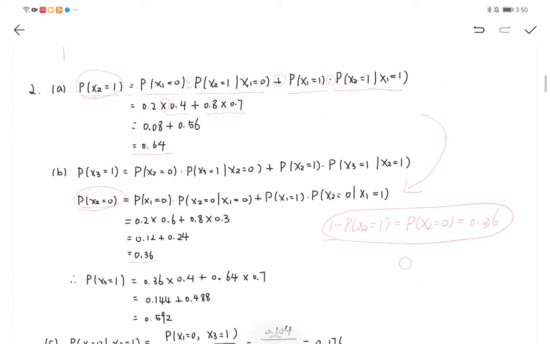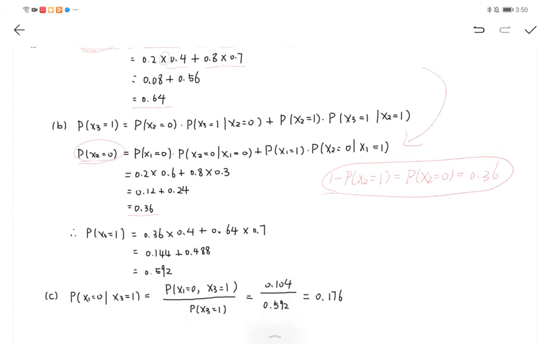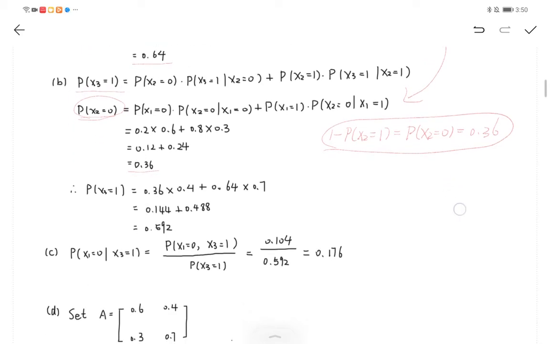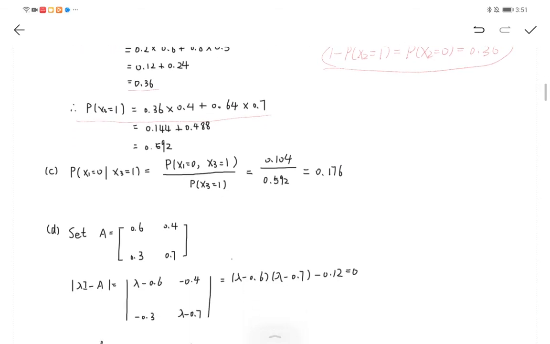So now we have the probability of x2 equals 0 and the probability of x2 equals 1. So we can count the probability of x3 equals 1. And we can get that the probability of x3 equals 1 is 0.592.